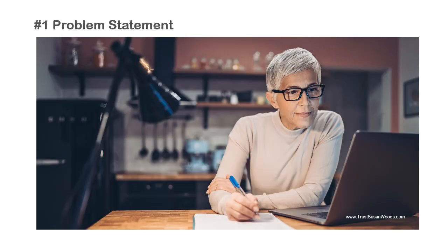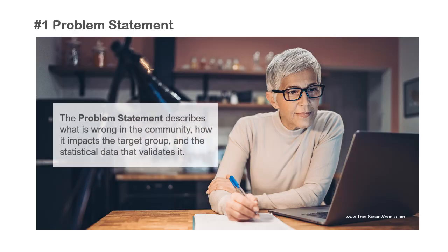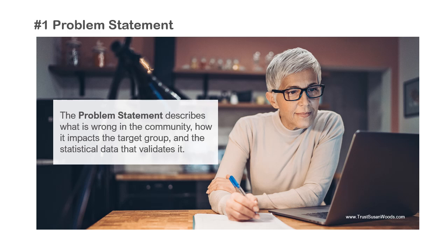The first one is the problem statement. The problem statement describes what is wrong in the community, how it impacts the target group, and the statistical data that validates it. So when you say there is a problem in the community, how do you know? What are you basing that statement on? Is it something that you've observed? Is it something that someone has brought to your attention? How do you know? So you want to describe exactly what is wrong in the community.